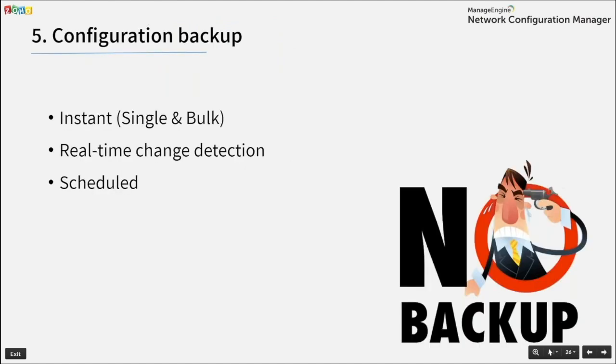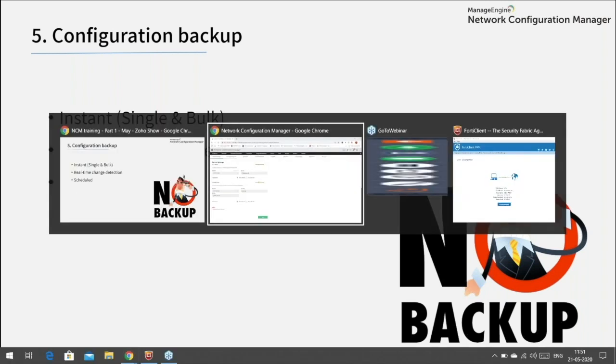So let's move on to the different types of configuration backup and how you can back up configurations in NCM. In NCM, you have three different types of backup. First is instant backup, which you can use to back up the configuration of a single device or devices in bulk. Then you have the real-time change detection based backup, and finally you have the scheduled backup. So let's first look into instant backup.